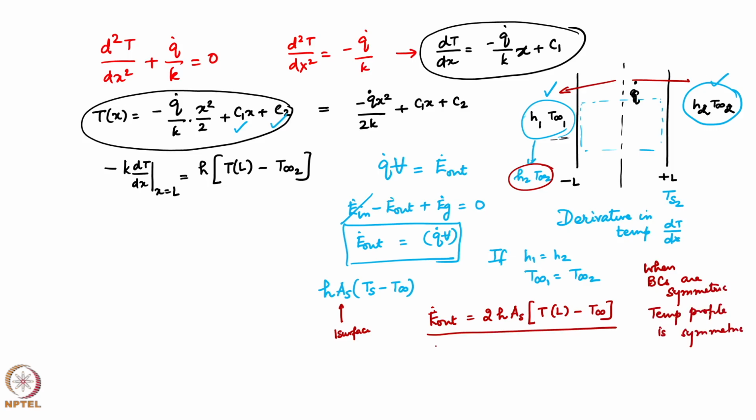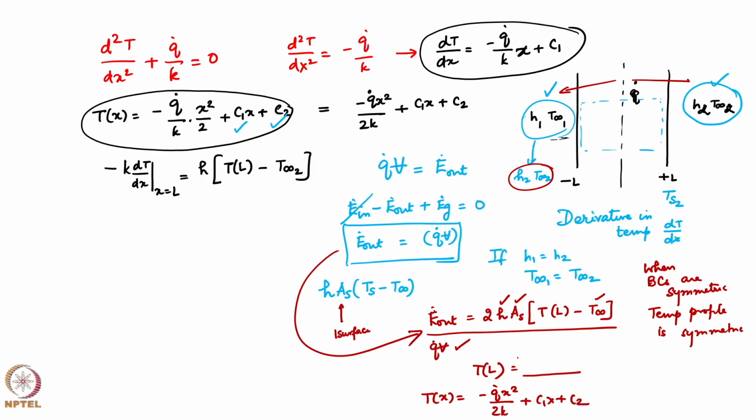So, from here this is Q dot V, this is a number. From here I will, these are all numbers. So, I would get T of L which is a number. This T of L I will substitute here, T of x is equal to minus q dot x squared by 2 k plus C1 x plus C2. Put that in here, I would get a number C1 and C2. So, I would get expression for C1 and C2. Expression in C1 and C2.